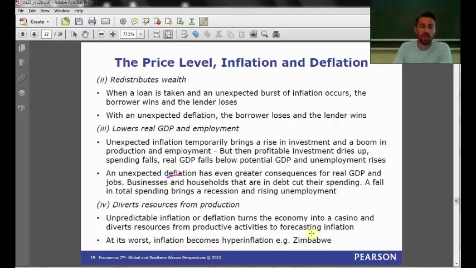And at its worst, inflation becomes hyperinflation, and the example is our northern neighbor in Zimbabwe, although they are obviously not the only example of hyperinflation. Hyperinflation is a pretty common occurrence when you have very poorly managed monetary policy.